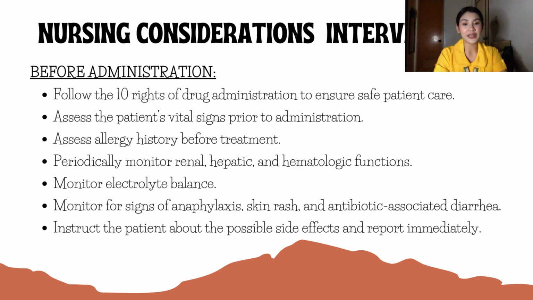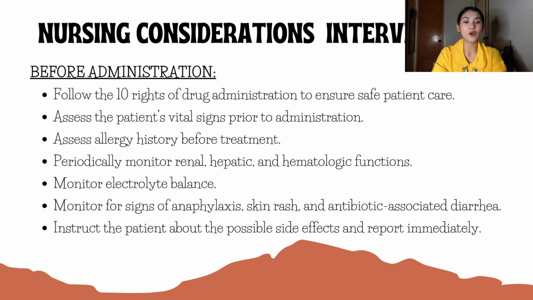The right dose of the medication is as prescribed by the healthcare provider. We have to double check that and calculate if necessary. Next, we have the right route. This is the administration of the medication using the correct route, whether oral, intravenous, or intramuscular, as prescribed by the healthcare provider or the physician. Next, we have the right time. We have to give the medication at the correct time according to the prescribed schedule, paying attention to timing instructions such as before meals, with meals, or at bedtime.